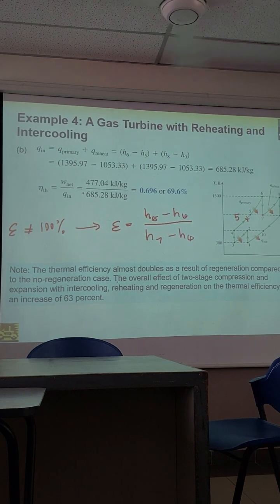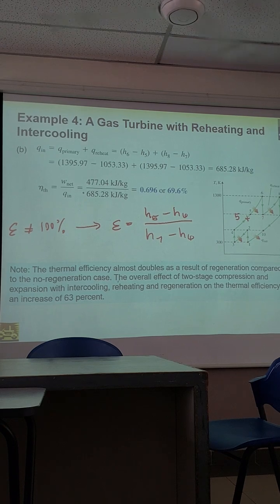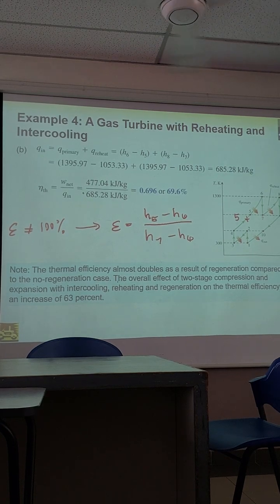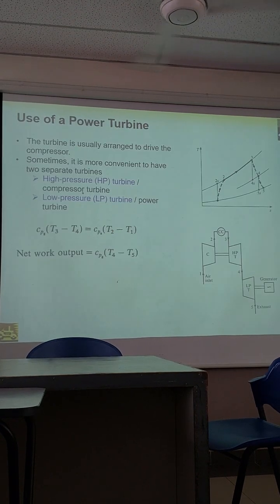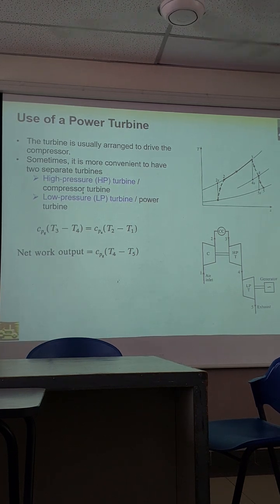Okay, so now that we are done with all of this, I will show you some of the different types of power turbine or gas power turbine that you will see, but we won't study them in detail, just some different types. So sometimes you also have arrangements such as this. The turbine is usually arranged to drive the compressor. So sometimes, like we did just now, we have the turbine that will drive the compressor, then whatever the leftover we channel it out.